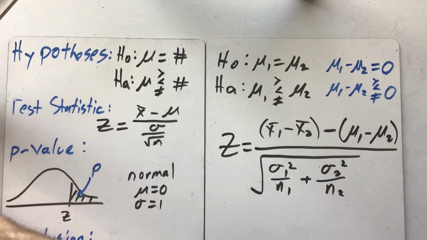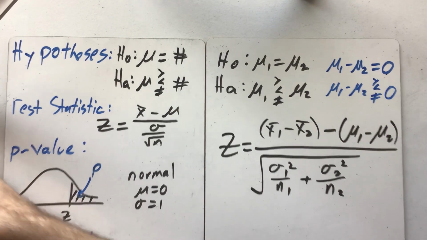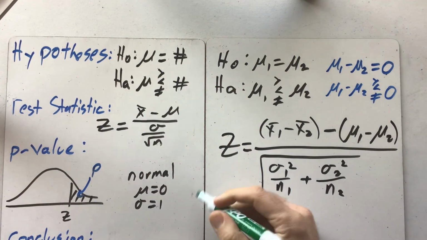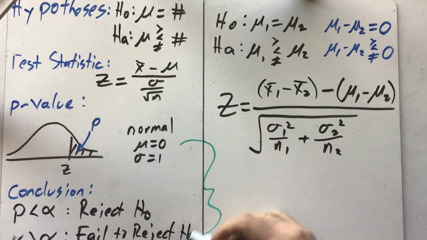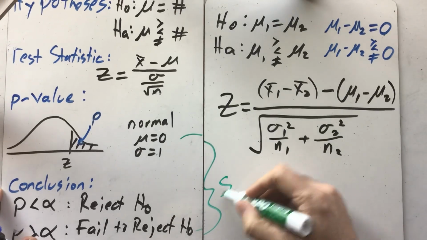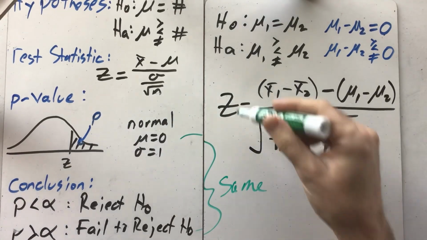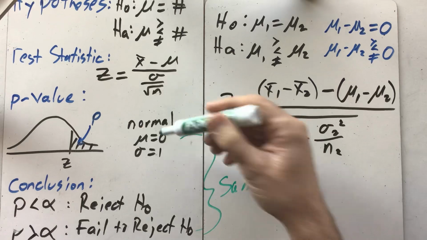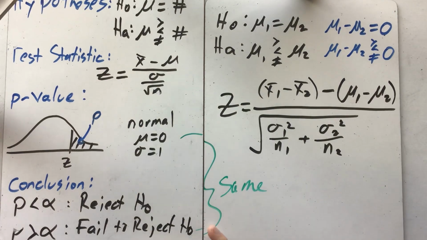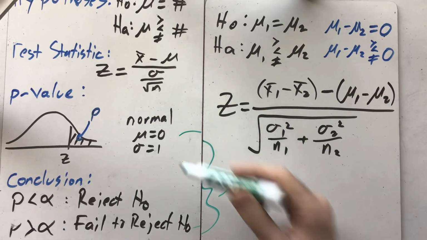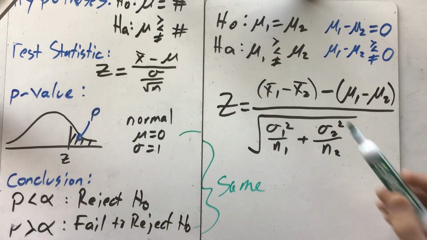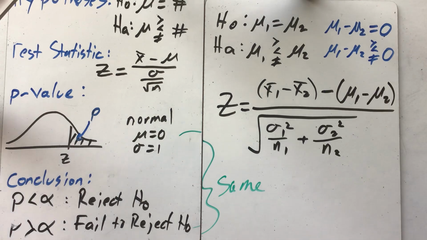Now then, once we get to the point where we're ready to calculate the p-value and the conclusion, those stay the exact same. So once we have this z, we use the normal distribution just as we always did, and then we reject or fail to reject just as we always did. So the second half of your project looks the same. You just use a different formula for z, and your hypotheses look just a little bit different.